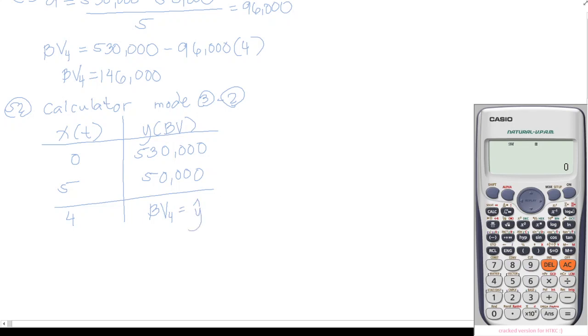Okay, so using the calculator, we press AC. We move on to mode, statistics, that is 3, and then we choose the linear equation, which is 2. For x, the time, we type 0 and press equals, and then the fifth year and press equals. That is the useful life.